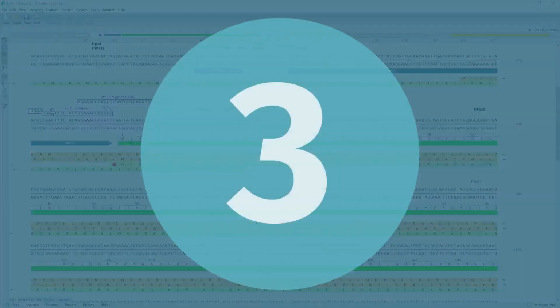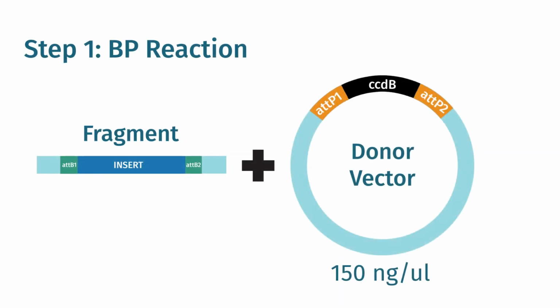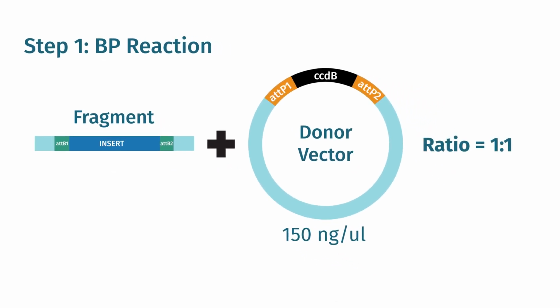Tip 3. Pay attention to quantities. Molar ratios are essential for successful gateway reactions. Purchased gateway donor vectors are provided at 150 nanograms per microliter, equivalent to roughly 50 femtomoles per microliter. The recommended molar ratio is 1:1.